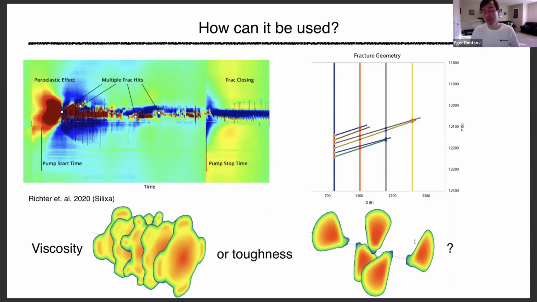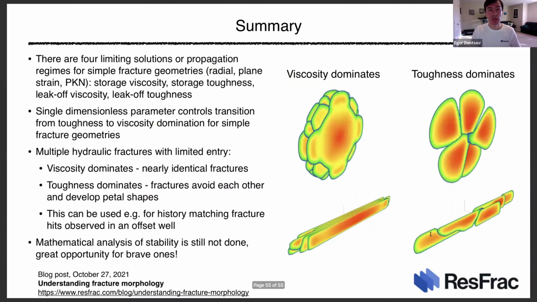Well, maybe not, because if we're in a toughness regime, then we would see only one frac hit, because they all avoid each other. But again, this is radial, and maybe we have constant height. But the thing is that fracture morphology is something for which we have some indirect observation from field data, and something that we can use to history match the field data. So that's something to keep in mind. And now, as we know these dimensionless parameters which control the morphology, we know what to change in order to better represent field data. So finally, here's my summary. I think we are on time here.